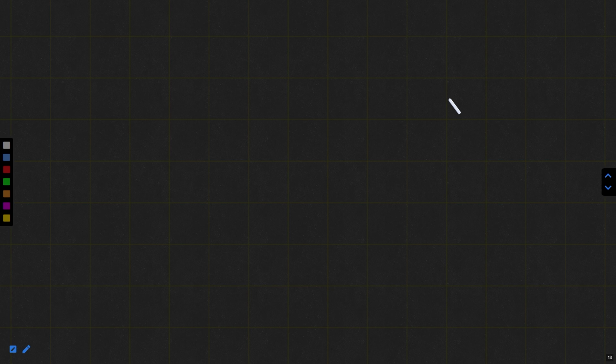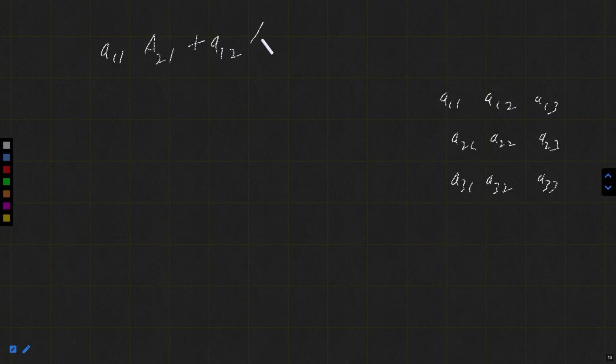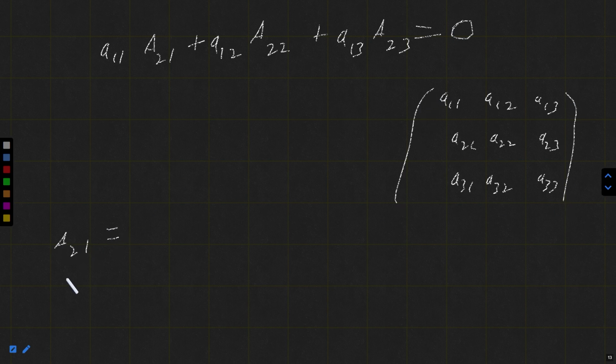Okay, what about 3 cross 3? Let us see also. So A11, A12, A13, A21, A22, A23, A31, A32, A33. Now, if you take A11, A12, A13 and multiply with the second row cofactors, A21, A22, A23, we will see that it is indeed 0. Let me quickly find out.